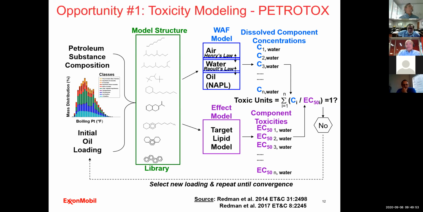One then takes those dissolved components and normalizes those concentrations by the corresponding effect concentrations, the EC50s, which are calculated using the target lipid model. So one then takes those toxic units for each component and sums them across all components and compares that to a convergence criterion of 1, which corresponds to a 50% effect. And then one reiterates that calculation using different loadings until you converge on one toxic unit. And so that's a very high level overview of how the model works.